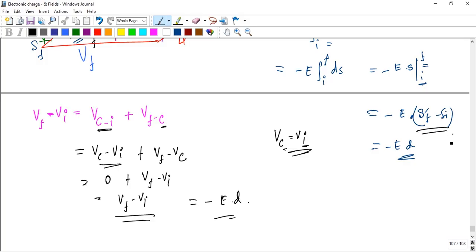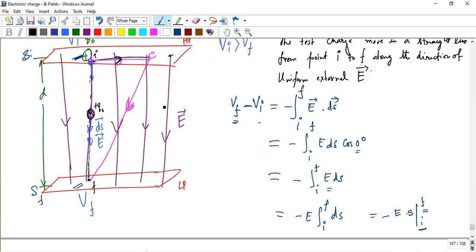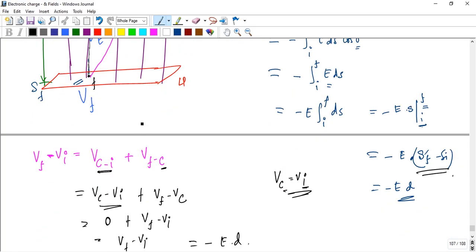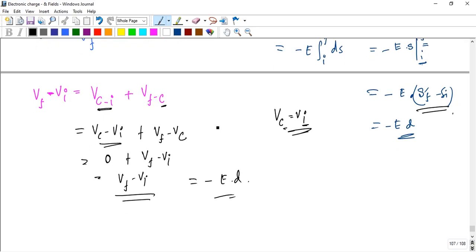See that very carefully. The test charge moving is actually independent of path. When the test charge moves and I calculate the potential, it is path independent. This physically proves it, and if I calculate mathematically, we also get the same result.